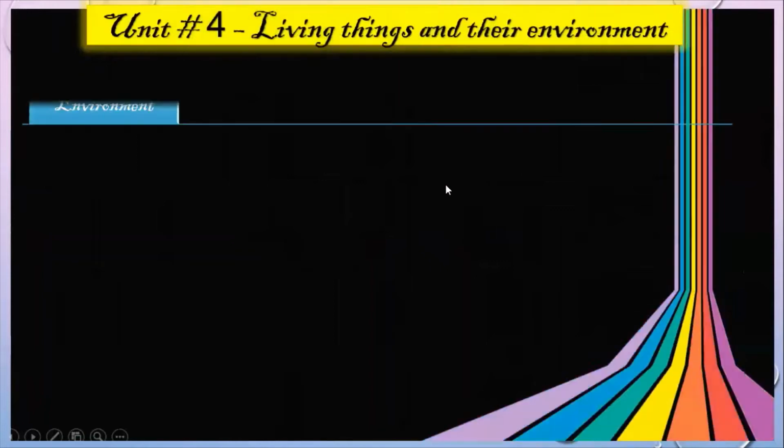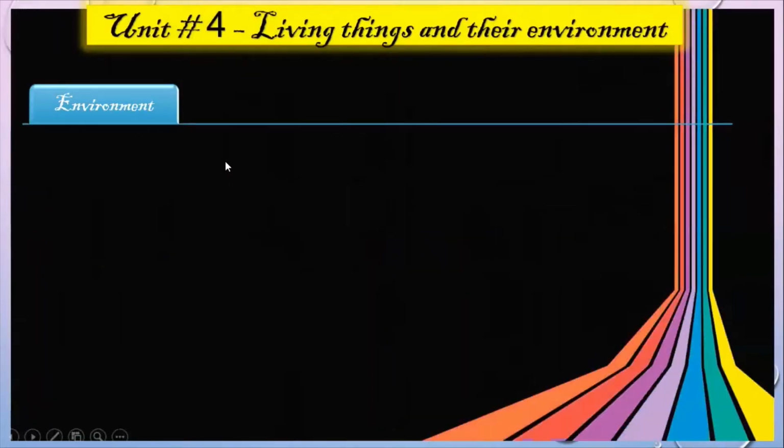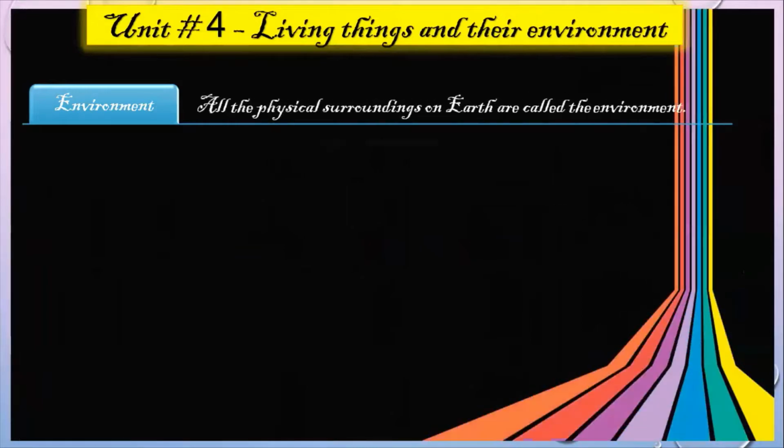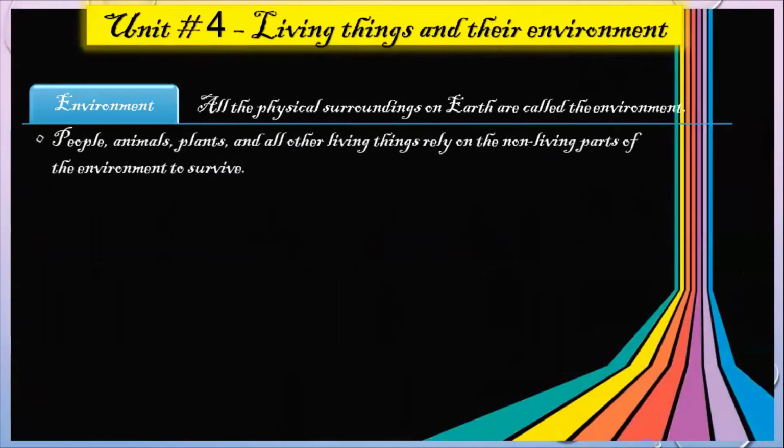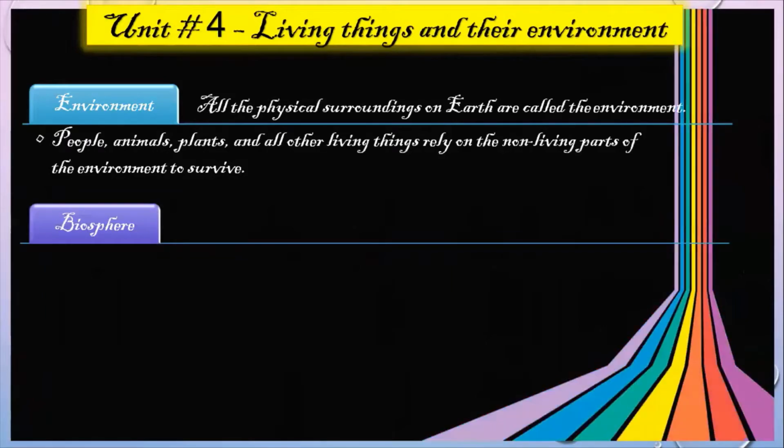Unit number 4, living things and the environment. To learn about the environment first: all the physical surroundings on earth are called the environment. People, animals, plants, and all other living things rely on the non-living parts of the environment to survive.